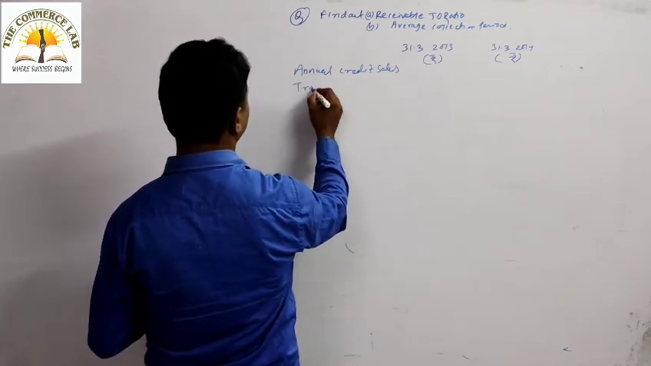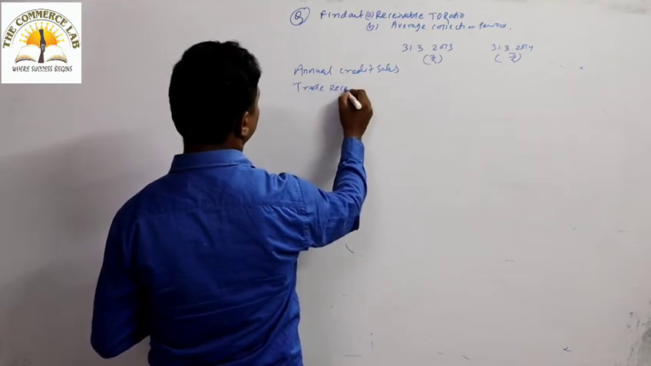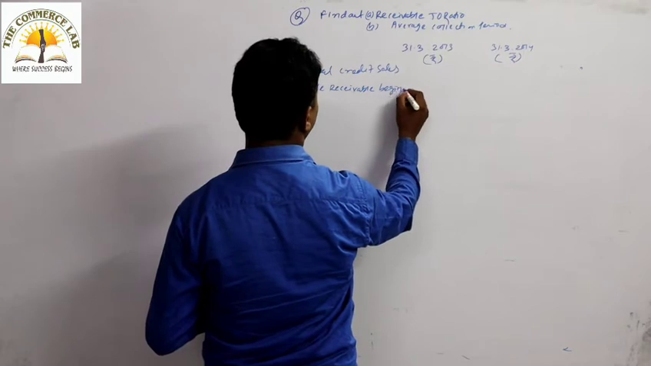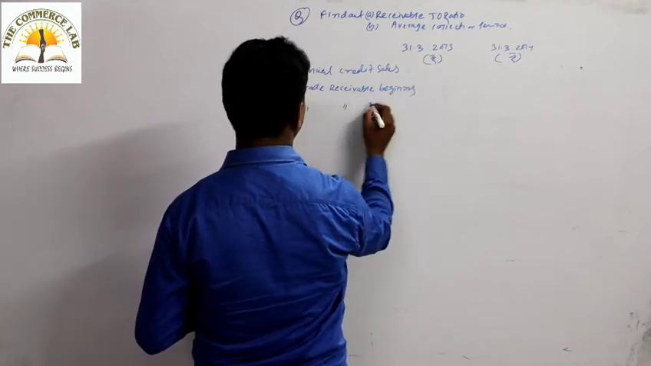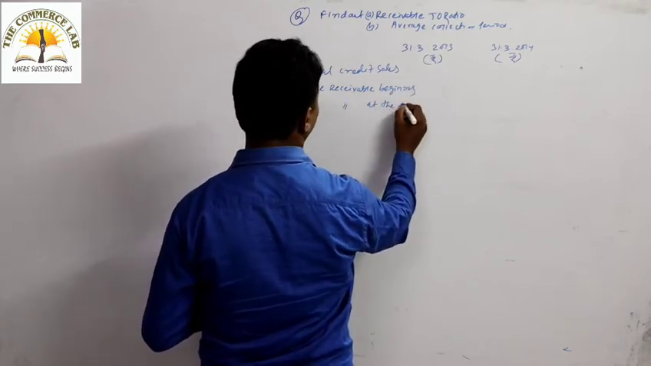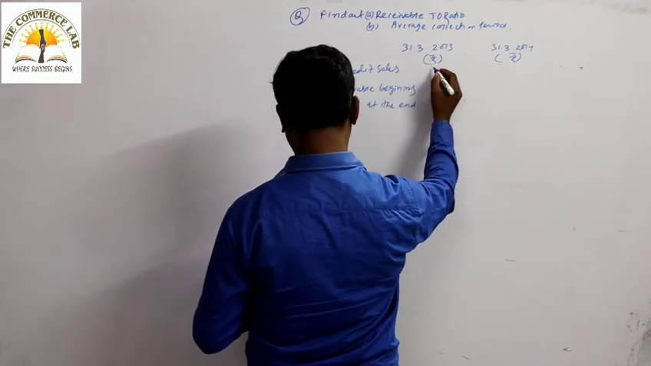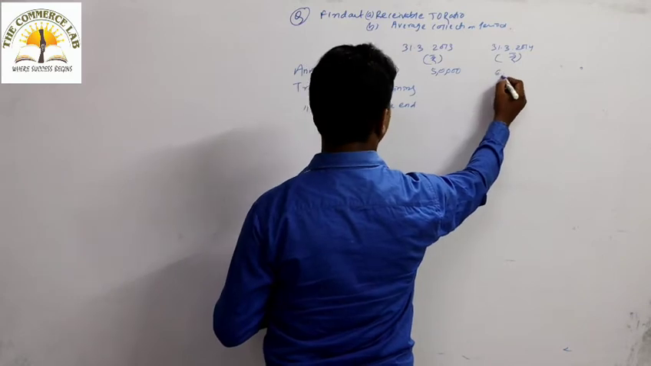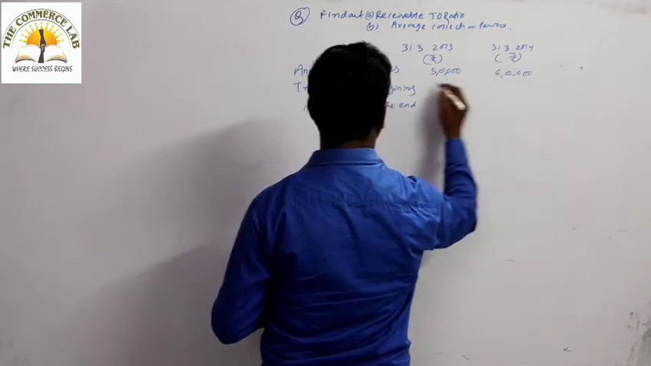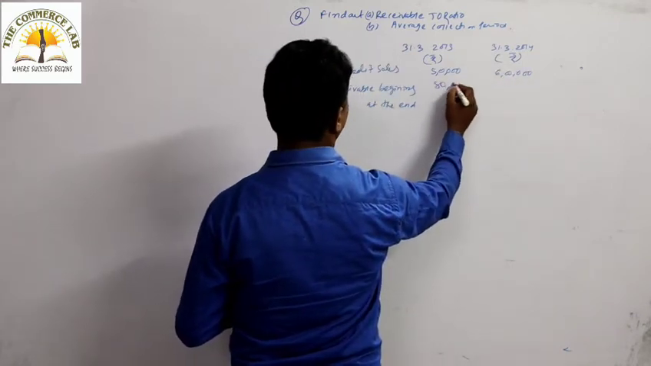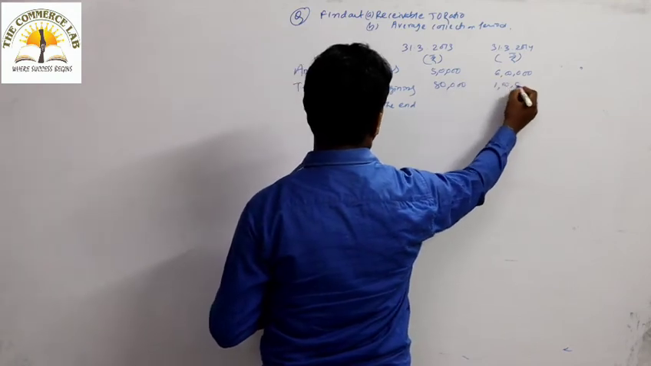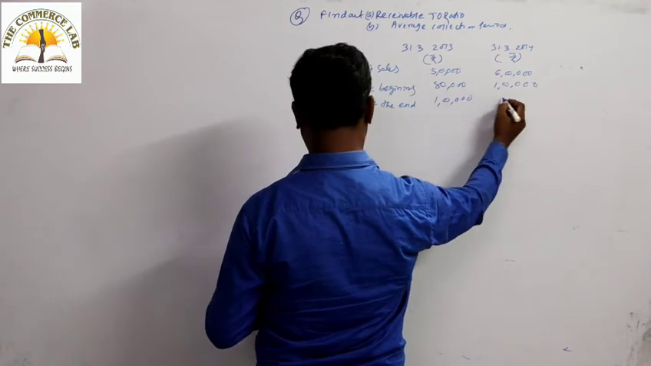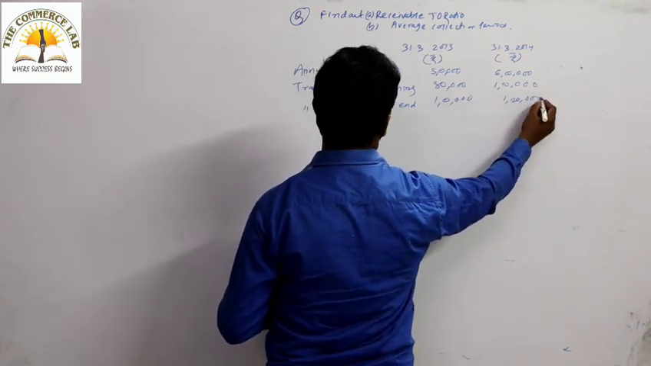Thereafter, trade receivable at the beginning. Look at in this question the opening and closing of the trade receivable is given. Trade receivable at the beginning, then trade receivable at the end is also given. So what is the annual credit sales? That is 5 lakh for 2013 and 6 lakh for 2014. Then trade receivable at the beginning 80,000, then 1 lakh, then 1 lakh, then 1,20,000. So these are the figures which are given.